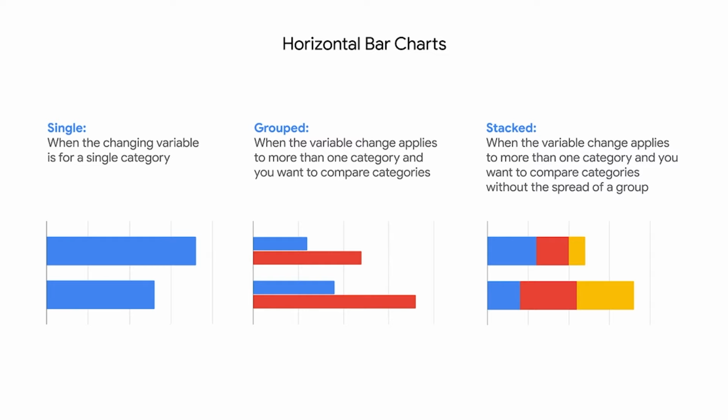A horizontal bar chart is simply a 90-degree rotation of a column chart. You might opt for a horizontal bar chart if there's a large difference between the measurements you're comparing. For example, if you're showing a large spike in new users, a horizontal bar chart saves space because a vertical column chart might be too tall. Like vertical column charts, horizontal bar charts can be single, grouped, or stacked.